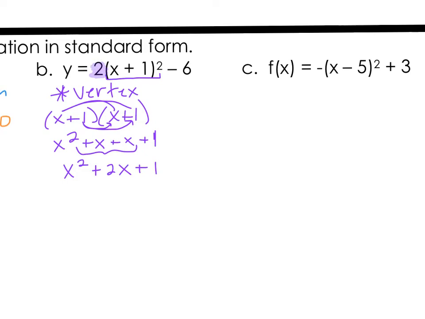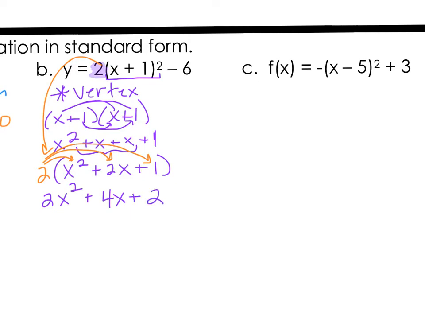That means we're going to have to put the x squared plus 2x plus 1 in parentheses, and then we need to drop that 2 out in front. So I'm just going to put it out in front right here and distribute it to all my terms on the inside. If we distribute the 2 in, that would give us 2 times x squared, plus 2 times 2x is 4x, plus again 2 times 1 is 2. That's distributing our a value in.